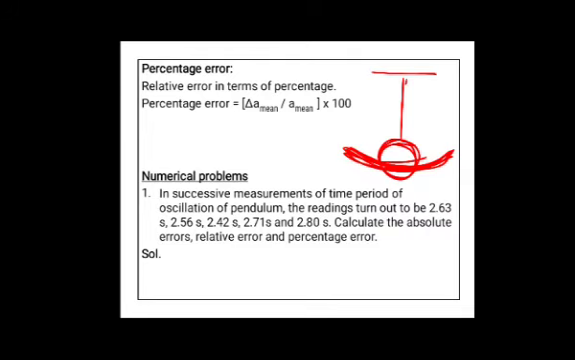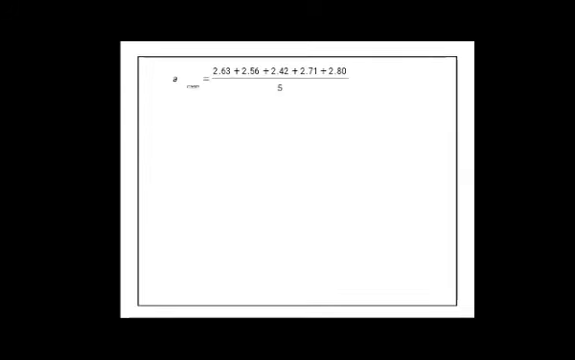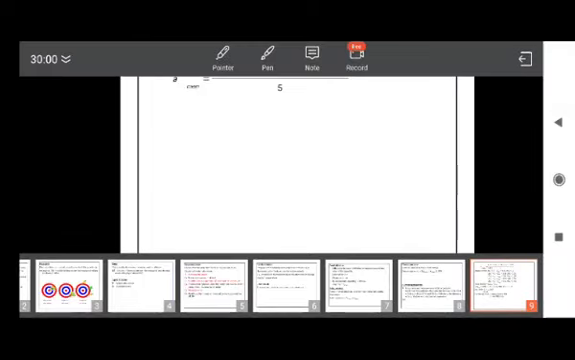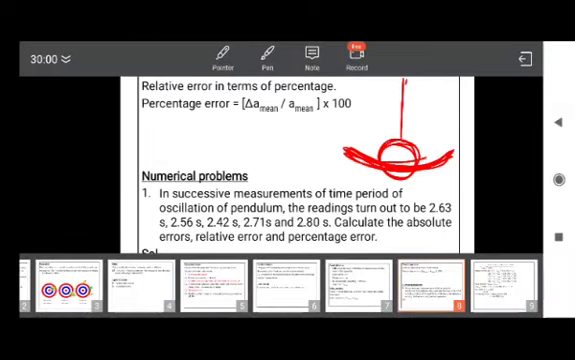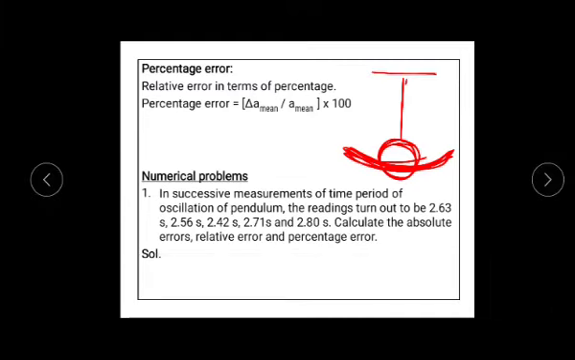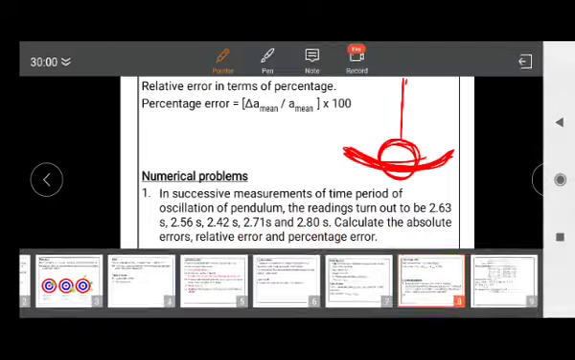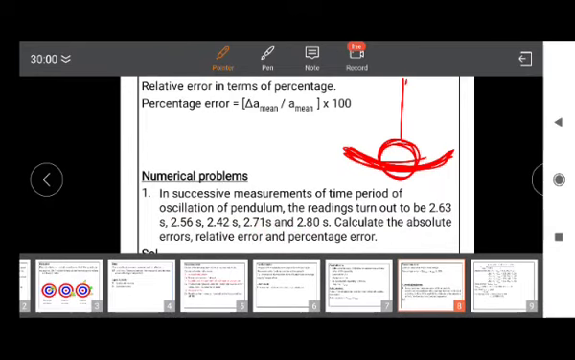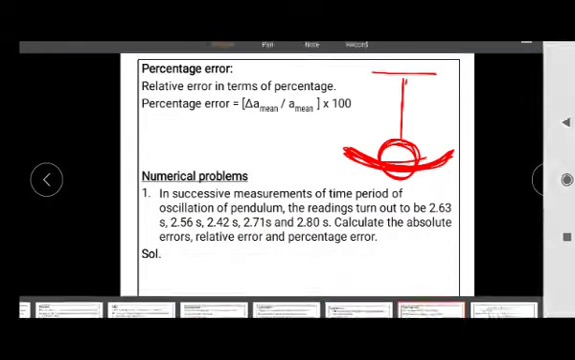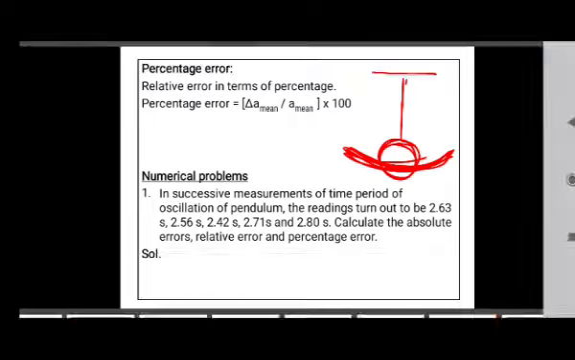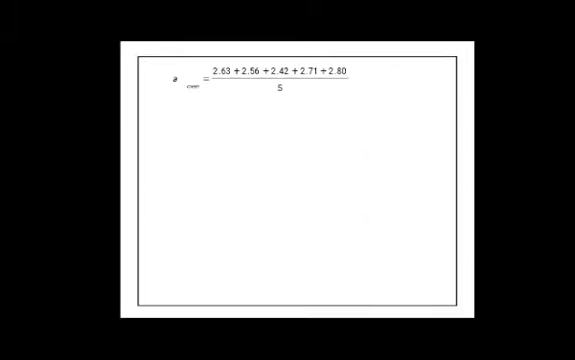So to calculate absolute error, first we have to calculate the mean value. How to calculate mean value? You have to add all these values, correct? 2.63 plus 2.56, plus 2.42 plus 2.71 plus 2.80, correct? How many values are there? 1, 2, 3, 4, 5. So you have to divide by 5. When you divide by 5, you will get the mean value, right? When it is calculated, you will get 2.62. So A mean we have calculated.